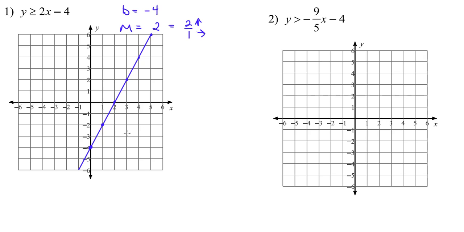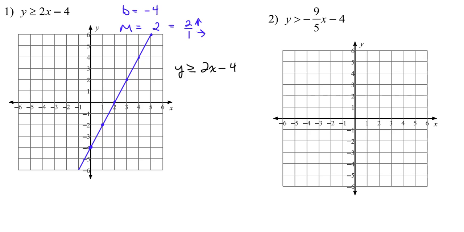Now that's only the boundary line. We now need to determine which side of this line to shade. The general rule is greater than shade above, less than shade below. So above this line would be this zone right here to the left. But if you're not sure, what we can do is pick a point and substitute it into the inequality and see what we get.